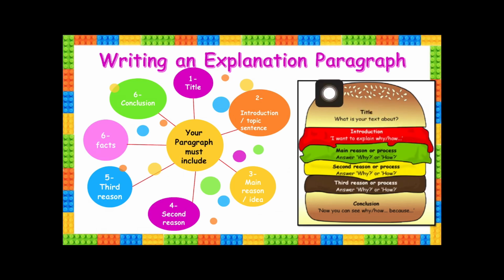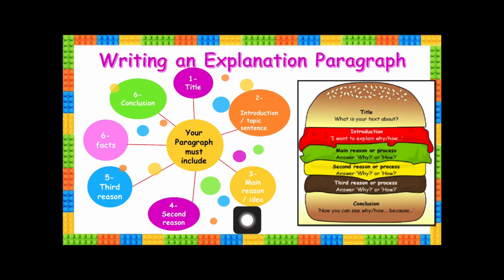Here's how we write an explanation paragraph. So first of all, we need a title. What are we writing about? Okay. Next, we need an introduction or a topic sentence. In your topic sentence, you might want to start it with, I want to explain why, or I want to explain how. And then you'll give us your topic, right? Our topic sentence is our main idea.